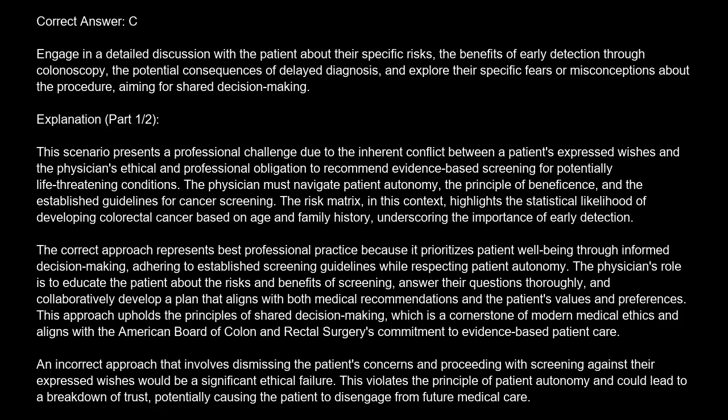The correct approach represents best professional practice because it prioritizes patient well-being through informed decision-making, adhering to established screening guidelines while respecting patient autonomy. The physician's role is to educate the patient about the risks and benefits of screening, answer their questions thoroughly, and collaboratively develop a plan that aligns with both medical recommendations and the patient's values and preferences. This approach upholds the principles of shared decision-making, which is a cornerstone of modern medical ethics, and aligns with the American Board of Colon and Rectal Surgery's commitment to evidence-based patient care.